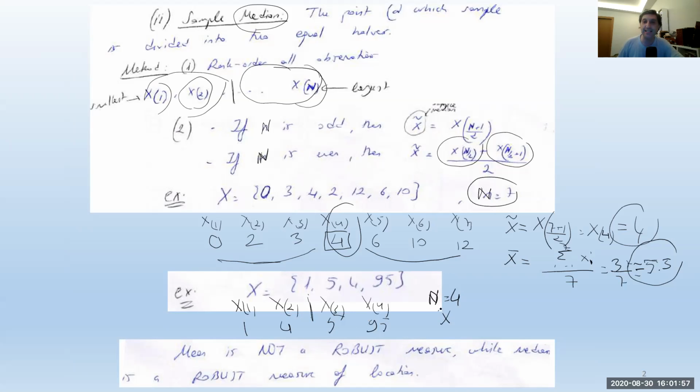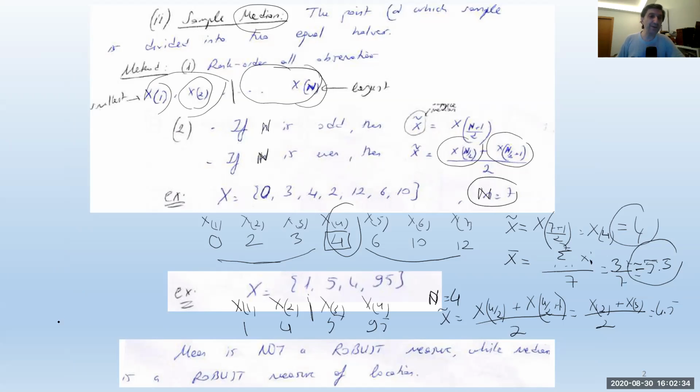In this case, x tilde is going to be equal to x at n over 2, which is 4 over 2, plus x at 4 over 2 plus 1, all over 2. Basically, it is the second observation and the third observation divided by 2. So actually, it's going to be equal to 4.5. So the location of this data suggested by the sample median is 4.5.